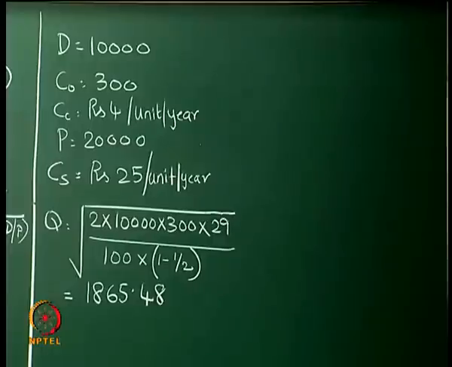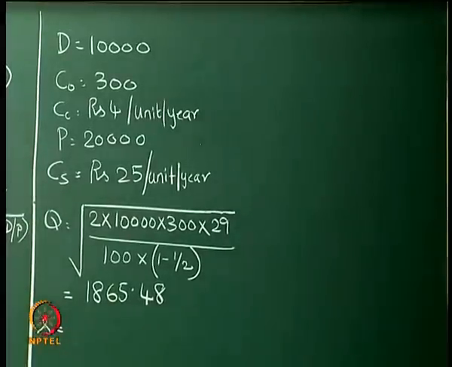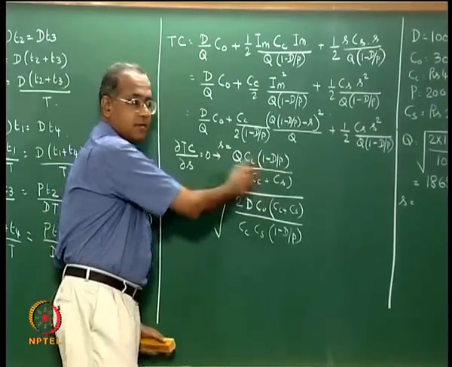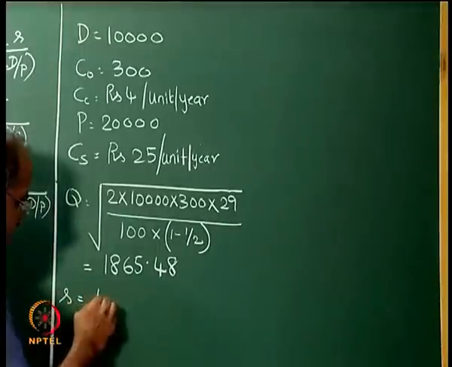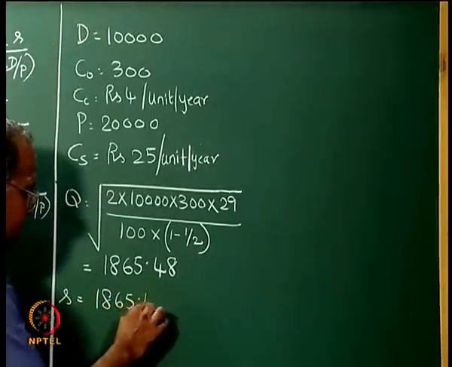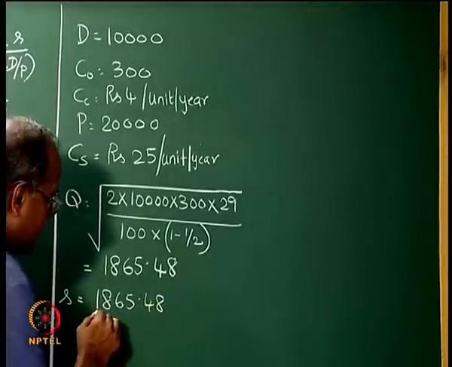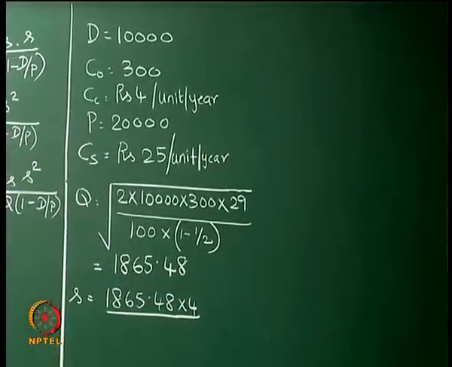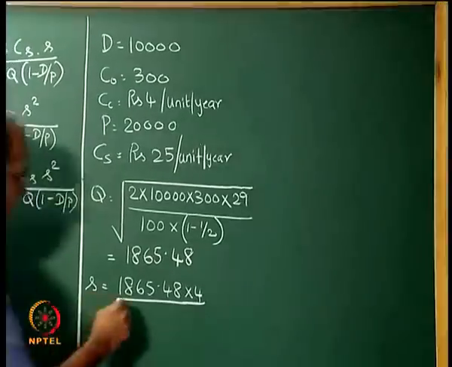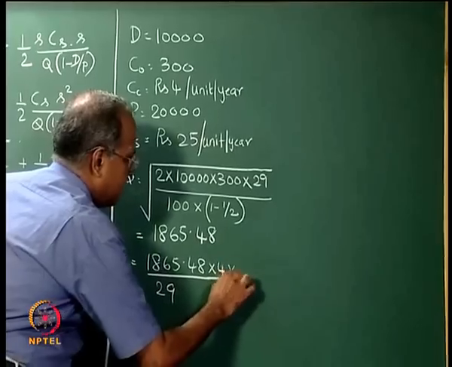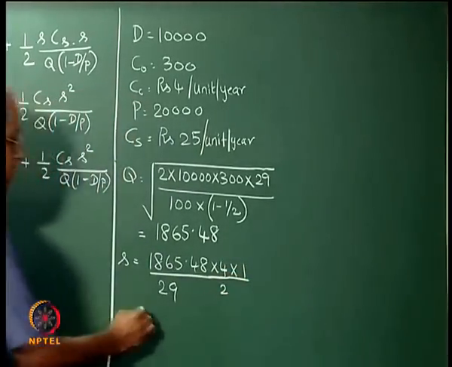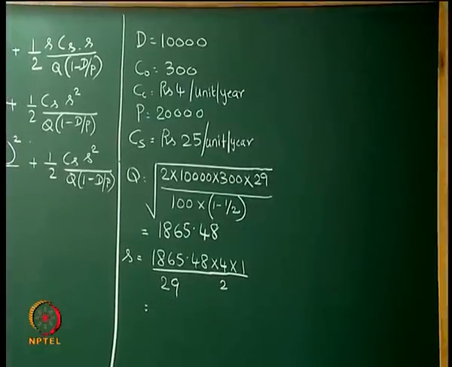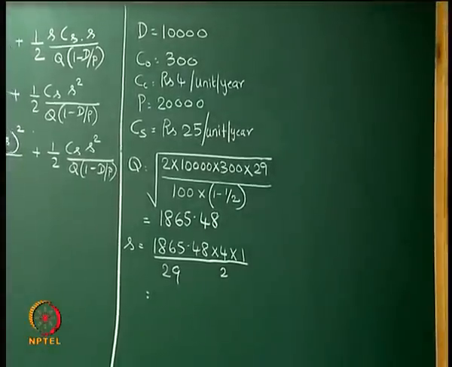And then we also have S. The moment we know Q, we can get S. S is equal to QCC into 1 minus D by P divided by CC plus CS. So, this is 1865.48 into QCC, which is 4, QCC by CC plus CS is 4 by 29, into 1 by 2, since 1 minus D by P is half. So, this gives us S equal to 128.65.